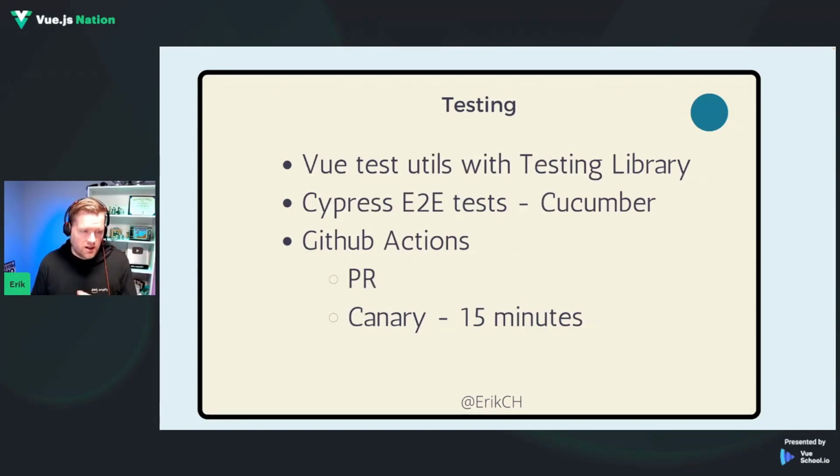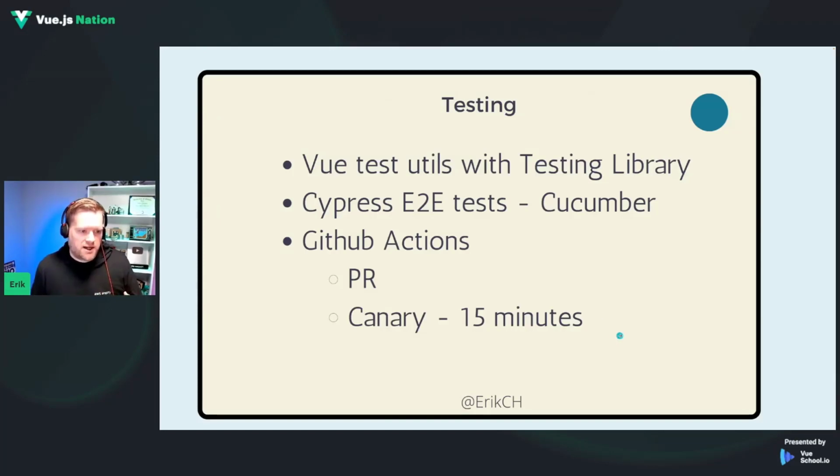So testing. We use Vue Test Utils with Testing Library. If you don't know, Testing Library is a great utility that helps you create tests as if you were the user, and you have to have accessibility in mind when you do your selects. You can use it with Vue Test Utils. We use Cypress for end-to-end tests and use something called Cucumber.